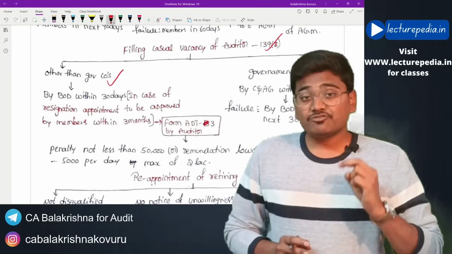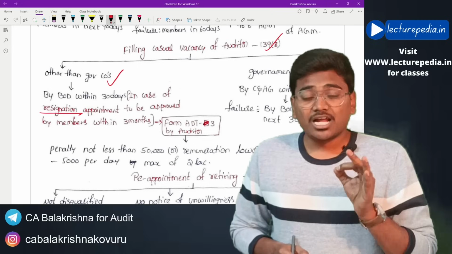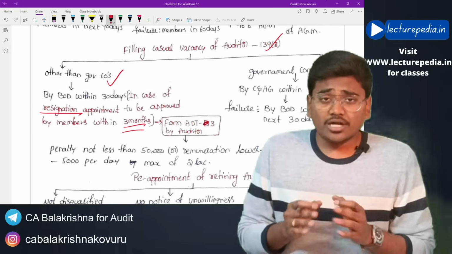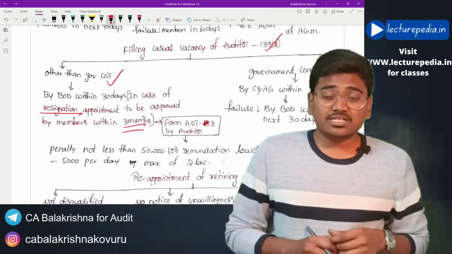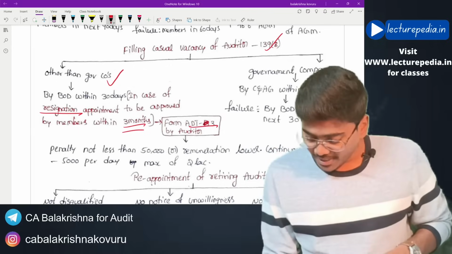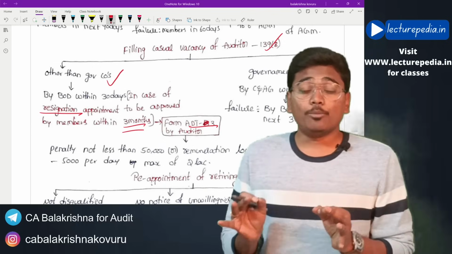Now if resignation of the auditor has caused the casual vacancy, then the board of directors, after appointing within 30 days, has to take approval of the shareholders within the next 3 months. Hope this is clear. And the auditor, at the time of resignation, has to submit the reasons for resignation in Form ADT 3 to the company as well as to the registrar. This will be the obligation of the auditor.